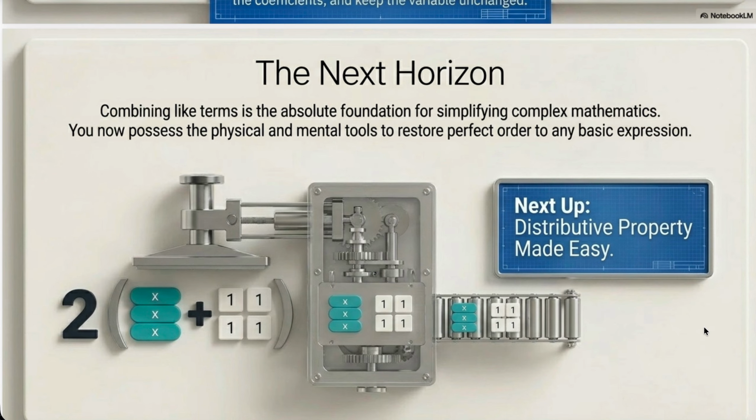Combining like terms is one of the foundations of algebra. Once you understand this, the next step is the distributive property, because that topic often leads right back into combining like terms.